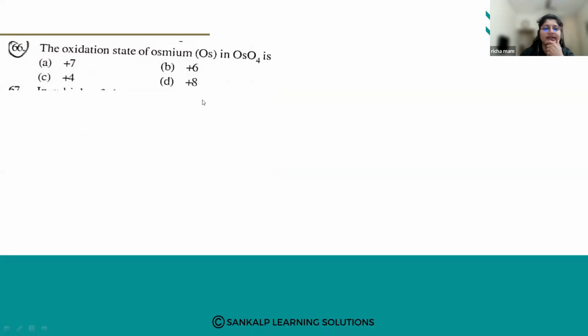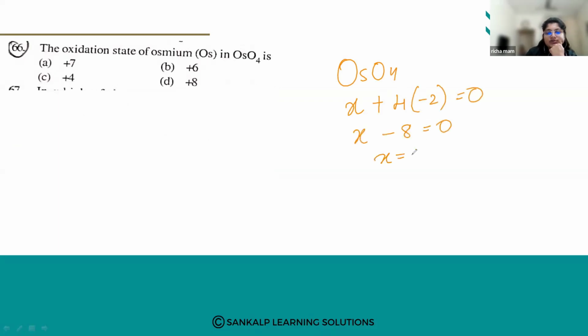Find the oxidation state of osmium in OsO4. We need to find Os, so put it as x. Four oxygens are there, each oxygen is -2. The charge is 0. x minus 8 equals 0, x equals +8. So what is the oxidation state? It is +8, so option number D. Is it clear? Option number D is the answer.